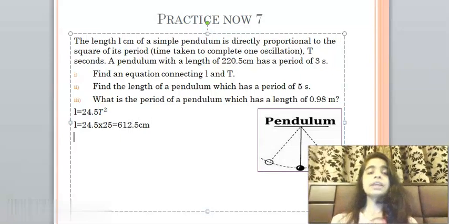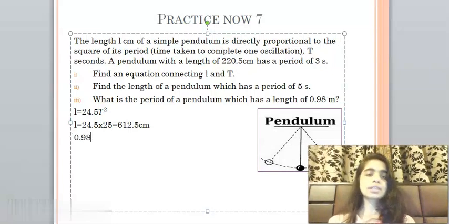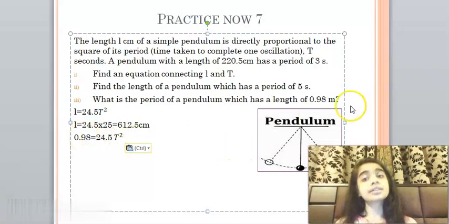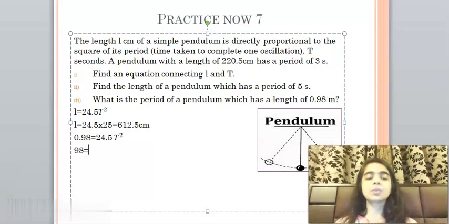Okay. Now part number 3. What is the period of a pendulum which has a length of 0.98 meters? So now the length is 0.98 meters and we need to find the period of that pendulum. Okay. 24.5 T square. Now, did you notice one thing over here? That this length is in meters. And yes, we need our length in centimeters. So now we have to convert this length to centimeters. So we will convert it as 98 is equal to 24.5 T square.